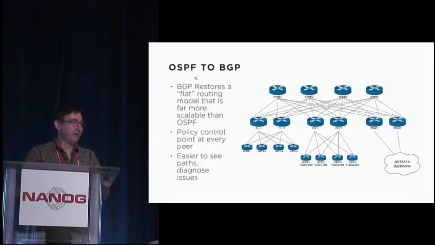So the decision was made a number of years later. We started this project late last year. BGP data center routing had by that time become a bit more established, and feature sets were more stable and complete. So we decided to take the plunge and move to a BGP topology for our data center. A lot of the reasons other speakers have described far better than I have: policy control at every peer. It restores something of a flat routing model as opposed to a multi-area topology. Easier to diagnose, simpler decision points, and just generally more scalable.